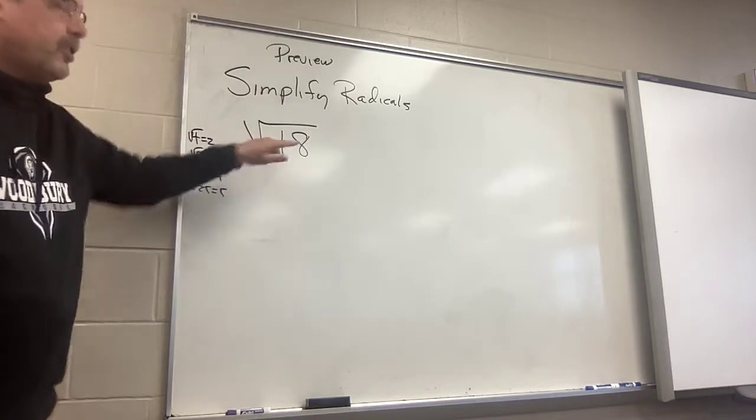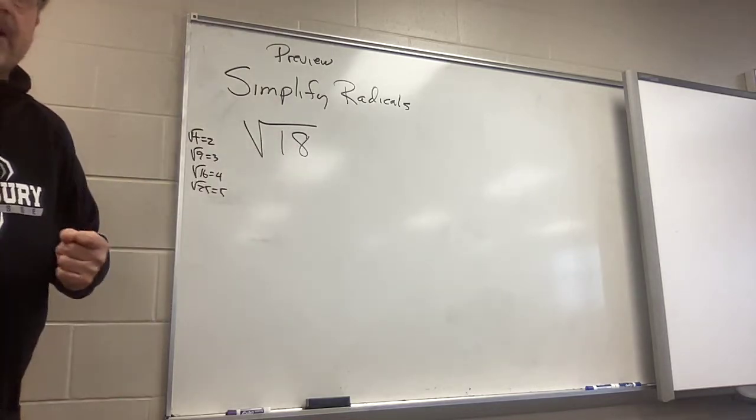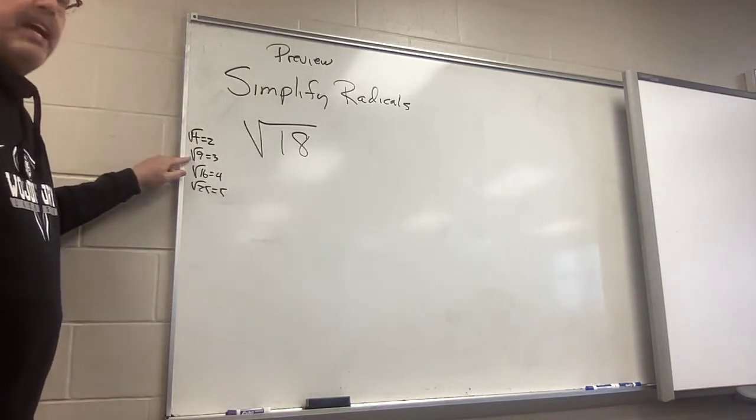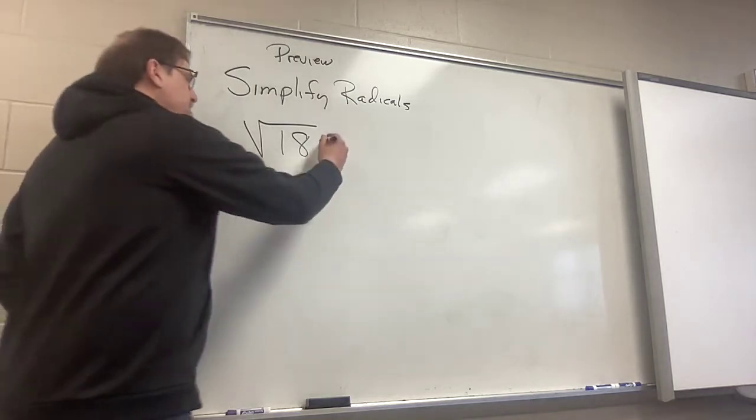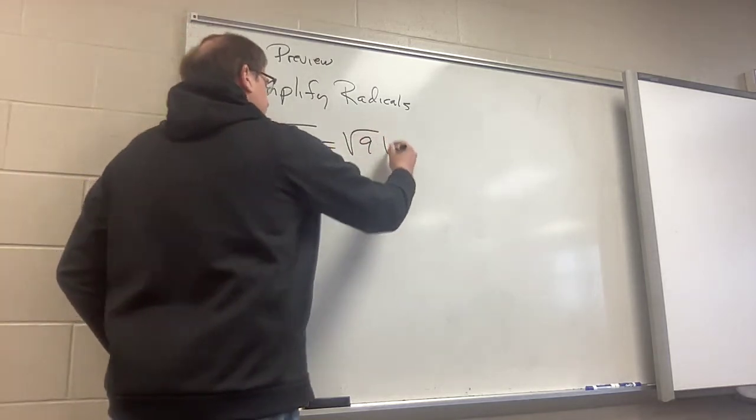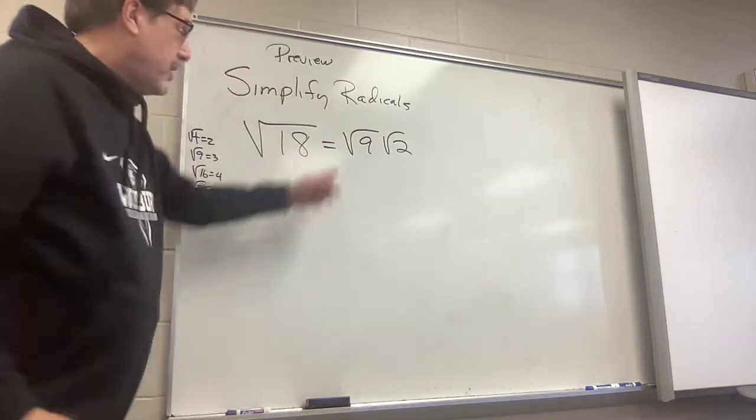We try to say, does 4 go into 18? It does not. Does 9 go into 18? It does. So your first step is the square root of 9 and the square root of 2.